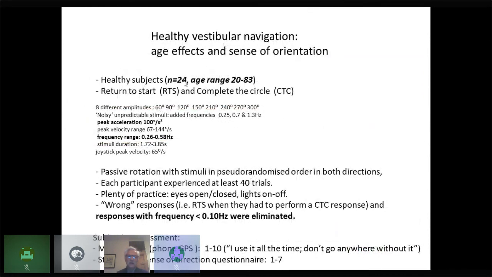So, a terrible slide. We tested 24 subjects, with a number of vestibular conditions there, eliminating low frequency responses that would be difficult for the vestibular system to process. But we added subjective assessment. We quantified map app use of phone GPS from 1 to 10, 10 being I use it all the time, don't go anywhere without it, which is a real response by a real subject, and we measured the Santa Barbara sense of direction questionnaire as well.